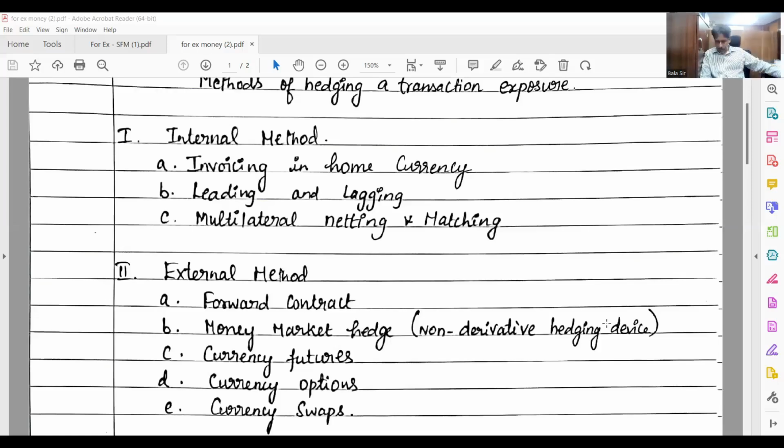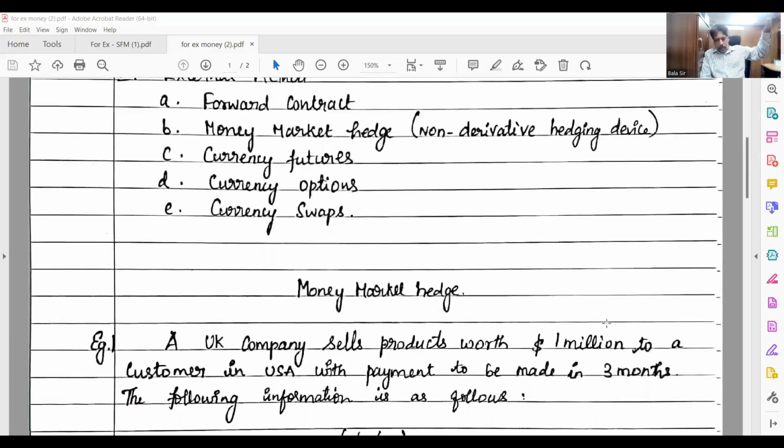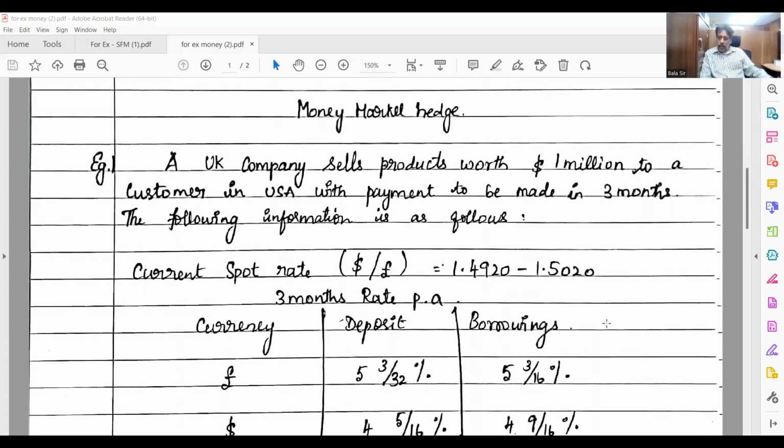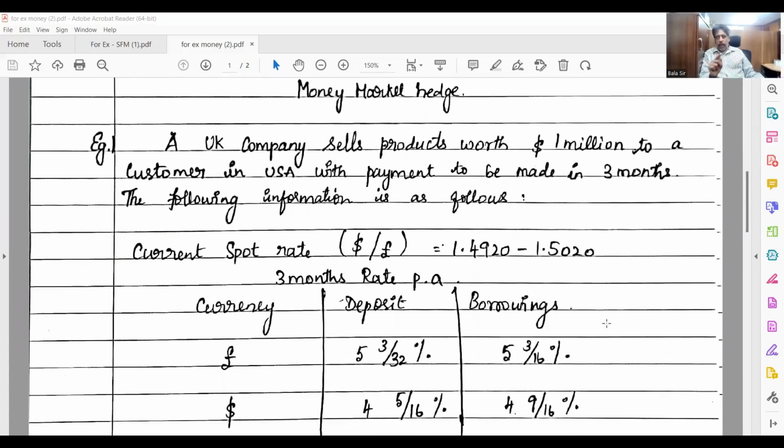Now we shall take up sums on money market. Let's understand how exactly you're going to set up a money market hedge. You're going to try to maximize your cash inflow from an export, or minimize the cash outflow in case of an import, right? Yes, sir.